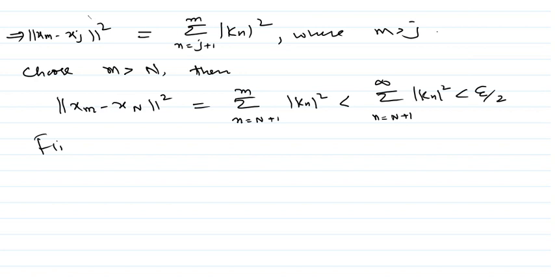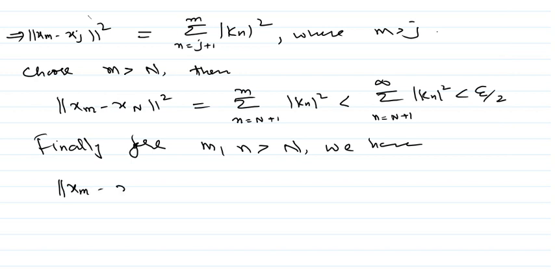So finally, for m, n greater than capital N, we'll find this thing, the norm of xm minus xn squared. Norm of xm minus xn squared should be norm of (xm minus xN) plus (xN minus xn). Both are less than epsilon by 2.